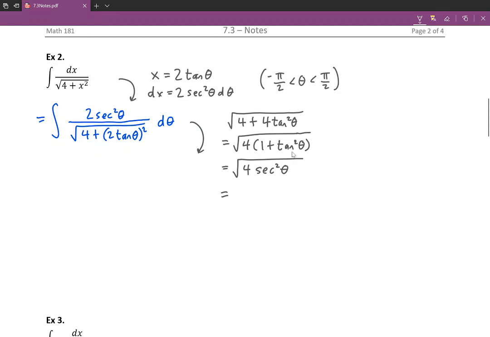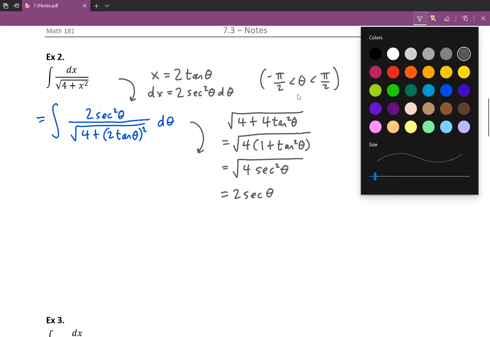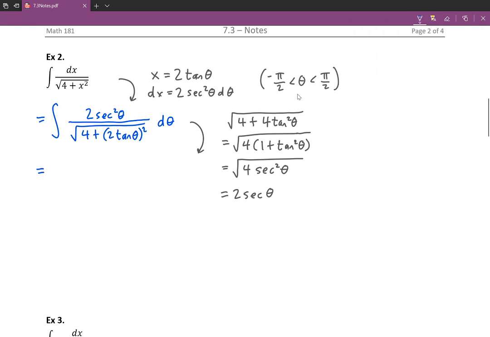Now, because of the restriction that we chose, we can write that the square root of 4 times secant squared theta is just 2 secant theta, because the absolute value of secant theta ends up just being secant theta if secant theta is positive, like it is in the first and the fourth quadrants, which is where theta is in. Alright, so now that we've collapsed the radical, we have 2 secant squared theta over 2 secant theta d theta, and some cancellation can happen here.